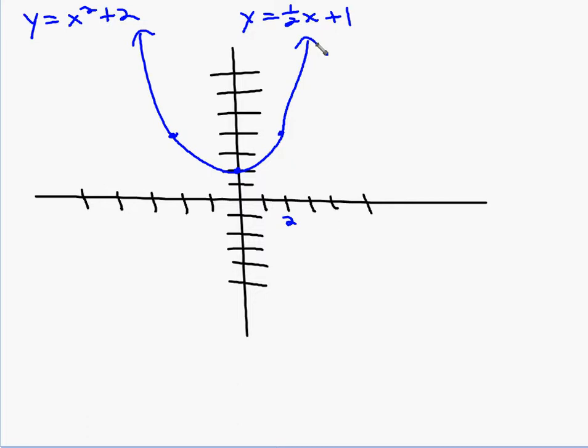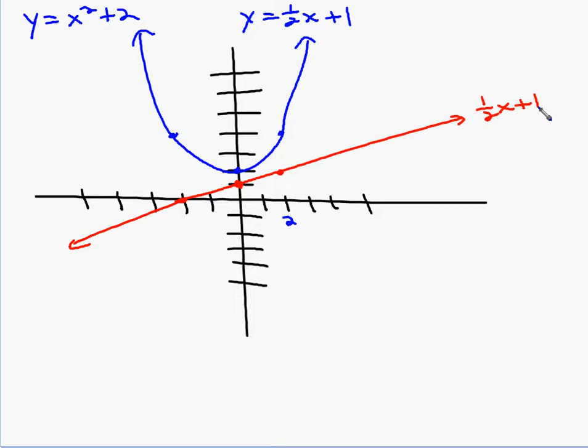Now, the other function, 1/2 x plus 1, is just a simple linear that goes through 1. So its y-intercept is 1, and I go up 1 over 2. I could come down 1 over 2. And I get, there's my 1/2 x plus 1.